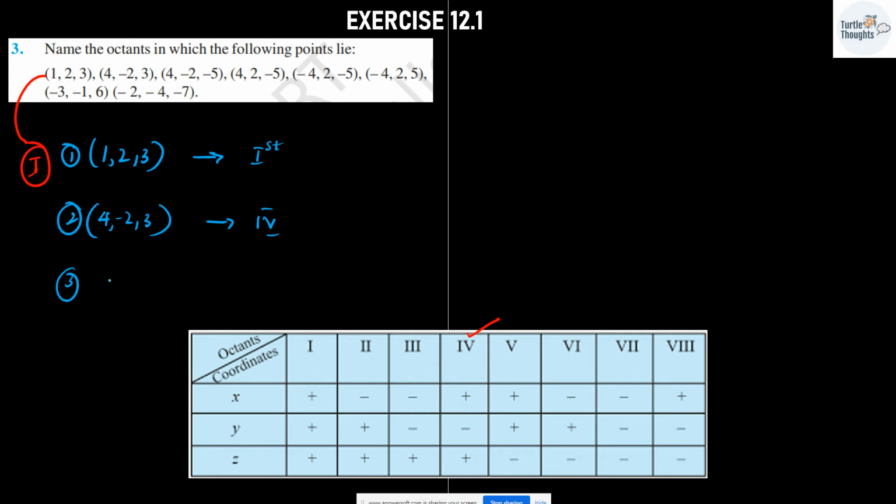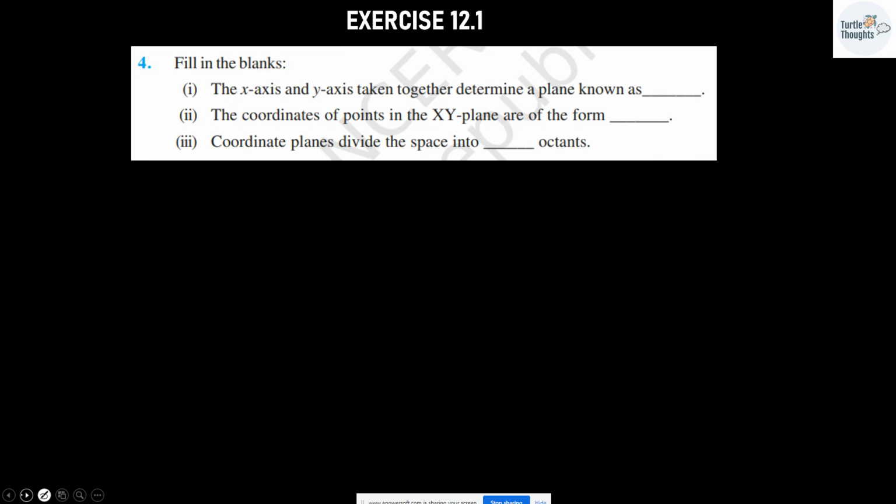Similarly, the third one, 4 comma minus 2 comma minus 5. So it is positive, negative, and negative. So I can tell it is lying in the eighth octant. Similarly, you can solve for other points as well using this table. I'll move to the last question of this exercise.